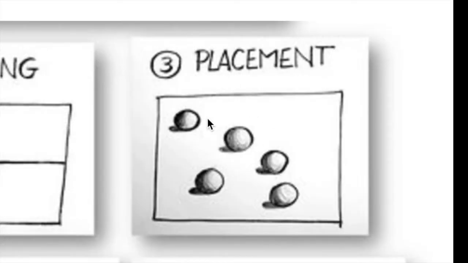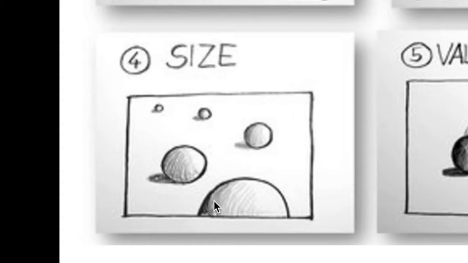Placement is when you have multiple objects in an area, you can tell that there's space in between them. So it gives you a sense of a larger space than just a single object sitting there. You can do size, so that's things that are closer to you are big. As they get farther away, they get smaller and smaller.